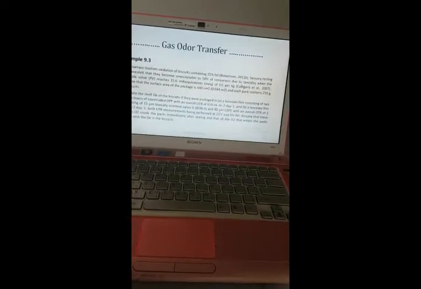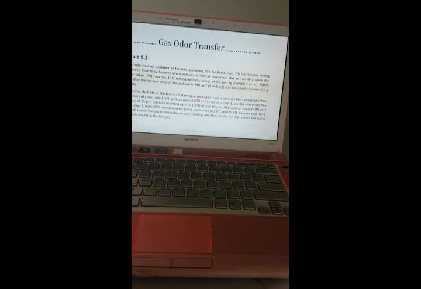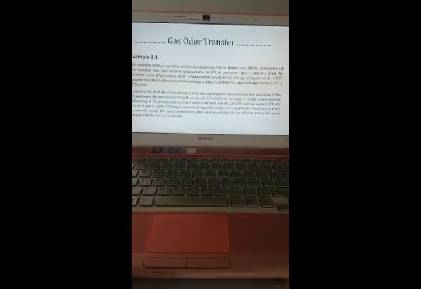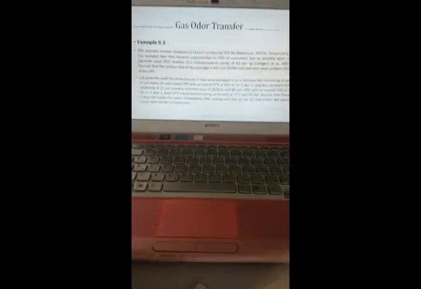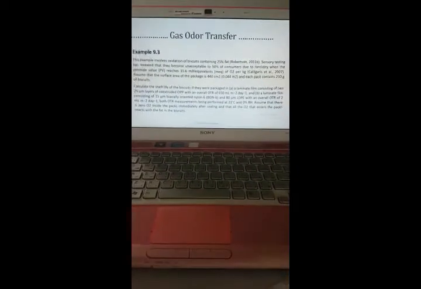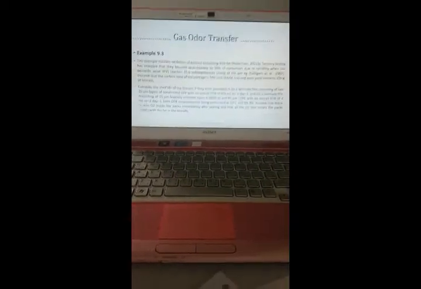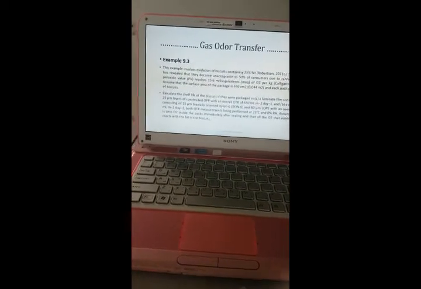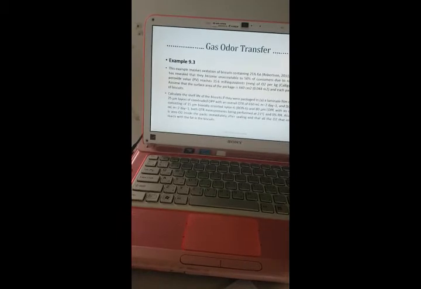Assume that the surface area of the package is 0.044 meters squared, and each bag contains a weight of 250 grams of biscuits. We have to calculate again the shelf life.